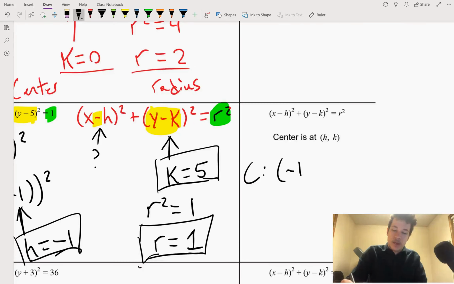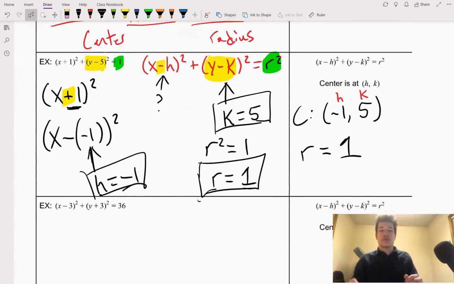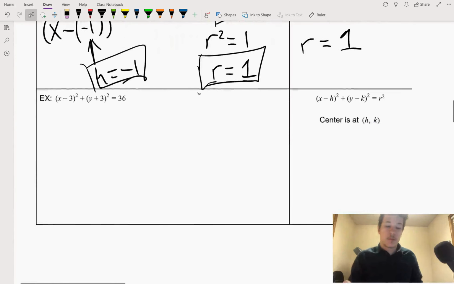H comma k is negative 1 comma 5. And I'll put where I got those numbers, h comma k. And the radius is going to be equal to 1. Okay, let's do one more example before we talk about what the Delta Math is about.